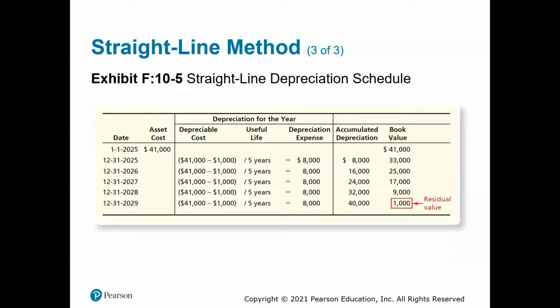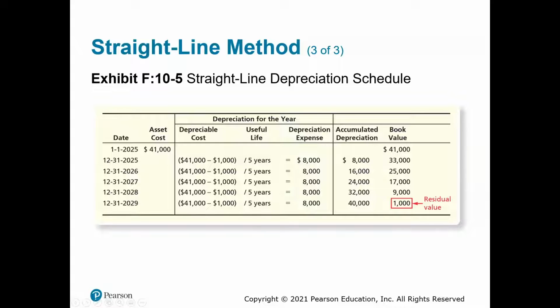A straight line depreciation schedule for the truck is shown here in Exhibit 10.5. Here you see the final column on the right shows the asset book value, which is cost less accumulated depreciation. Now notice that the depreciation expense amount is the same every year. And the accumulated depreciation is the sum of all depreciation expense recorded to date for the depreciable asset.